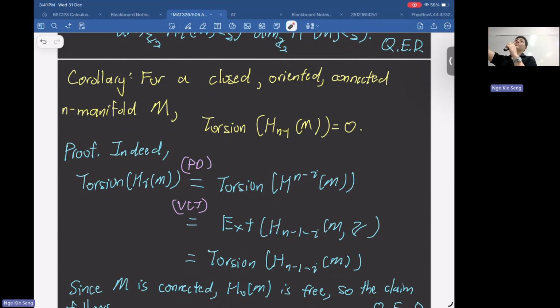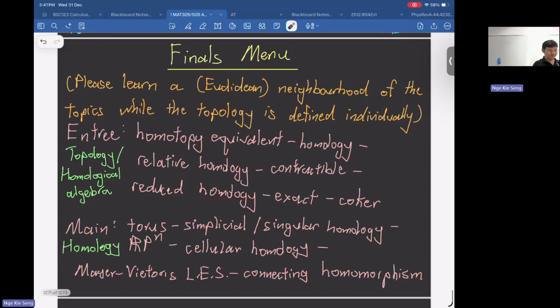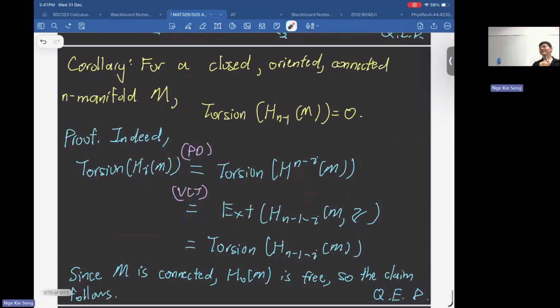You might think, why is it n-1? The universal coefficient theorem relates the n homology with the Ext of the n-1 homology. So that's why you can only talk about the torsion in the lower homology. Very interesting. And then the final menu. Okay, done. This one is the last one.